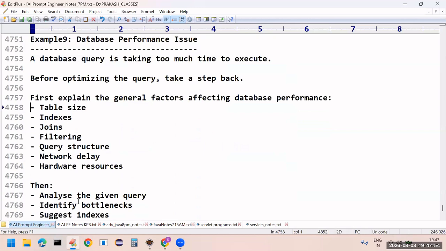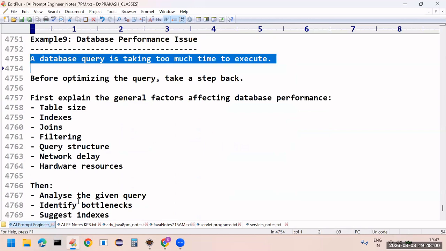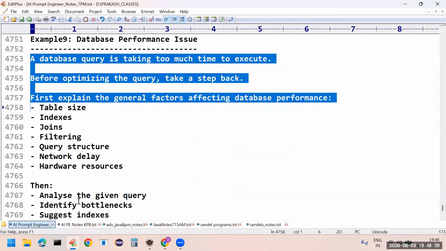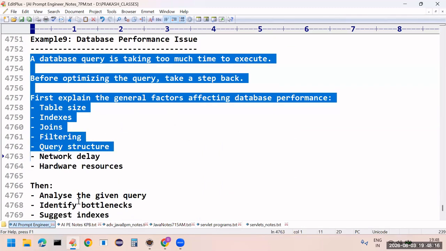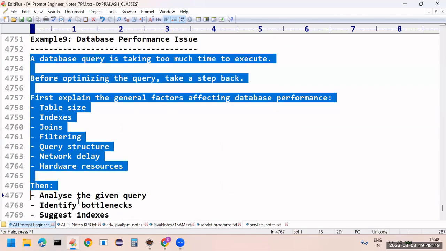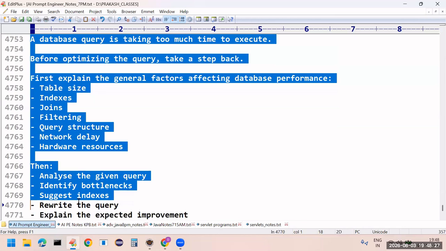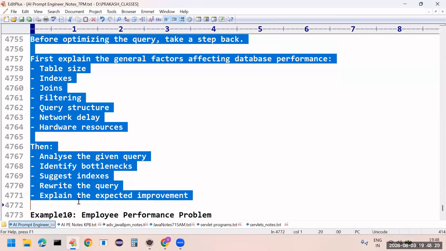So next prompt, database performance issue. Sir, a database query is taking too much time to execute. Before optimizing the query, take a step back. First, explain the general factors affecting the database performance, like table size, indexes, joins, filtering, query structure, network delay, hardware resources. Then analyze the given query, identify the bottlenecks. Next, suggest the indexes, rewrite the query, explain the expected improvements.